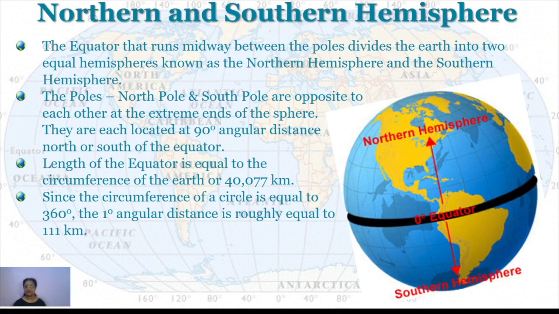Now, if we talk about just the equator, the total circumference of the Earth at the equator is 40,077 kilometers. Since the circumference of a circle is equal to 360 degrees, if we divide 40,077 kilometers by 360, we get 111 kilometers. So what does that mean? At every 1 degree angular distance, there is a distance on Earth of almost 111 kilometers.